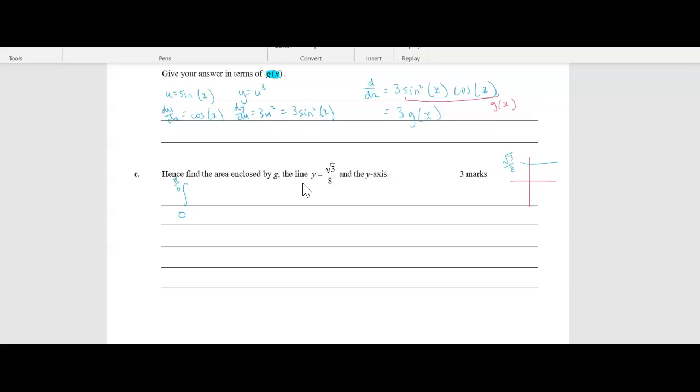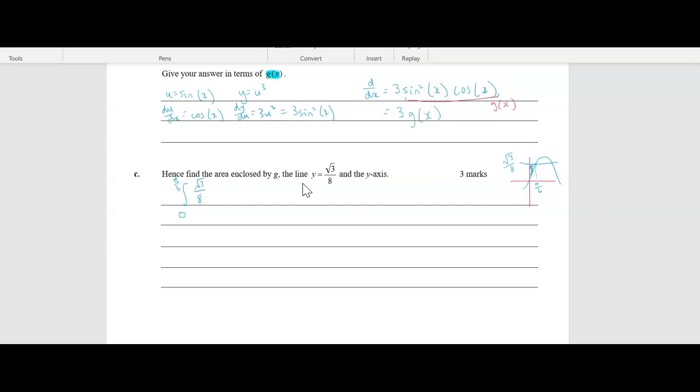So the trig graph crosses this line, y equals root 3 on 8, at pi on 6. I'm not sure what the graph looks like, but let me just sketch a trig graph, something like that. All right, so we're finding this area in here. That point there is pi on 6, and the upper line is root 3 on 8.